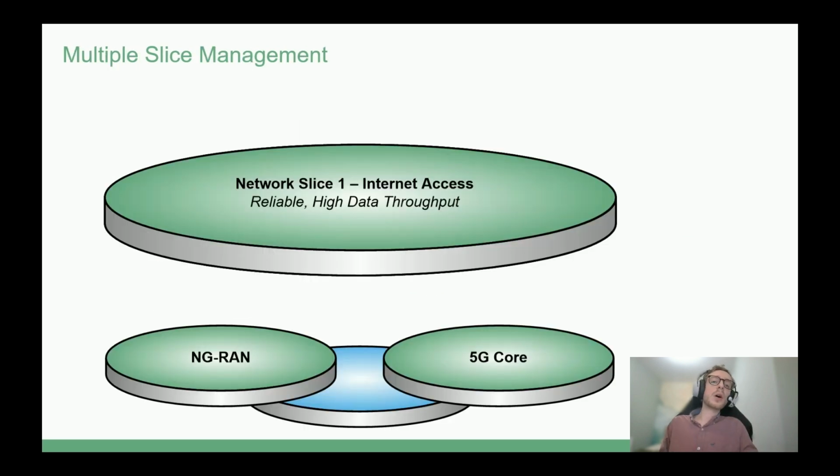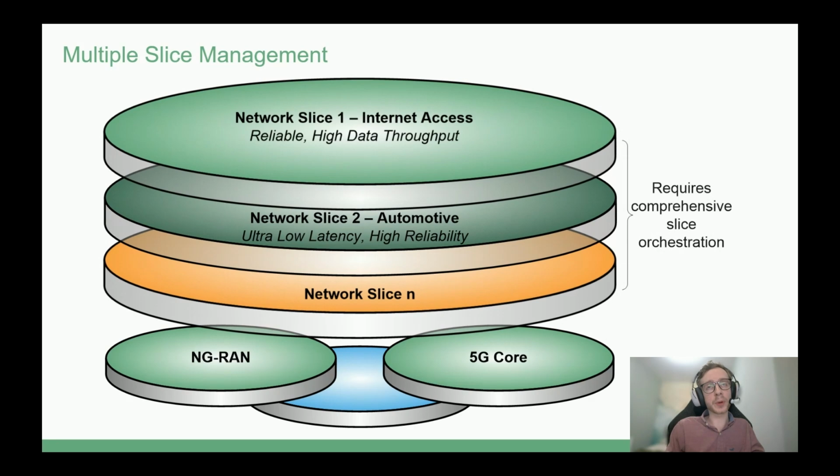And it becomes even more complicated when we start taking into account different network slices. So we spoke about previously how it is a logical end-to-end representation of a network, essentially, a logical slice. And we can have multiple different slices. So on the screen, we've got network slice 1, which is specifically for internet access, and network slice 2, which is specifically for automotive. Now, the more network slices that we have, the more complex and more orchestration is required.